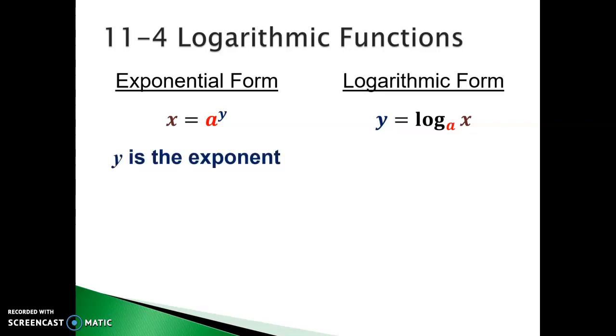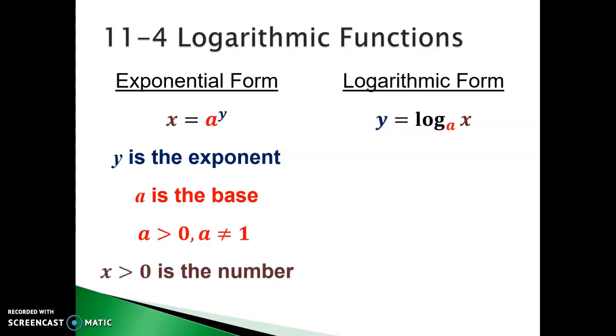And so in that problem, y is the exponent, a is the base. We want a to be greater than 0 because we don't want it to flip across the x-axis as the powers go from even to odd, because if it was negative, evens would be above the x-axis and odds would be below. And we don't want a to be equal to 1 because that would just be a straight line, and that's boring. If the base has to be greater than 0, then a positive value to an exponent will always give you a positive value. So x will also have to be positive.